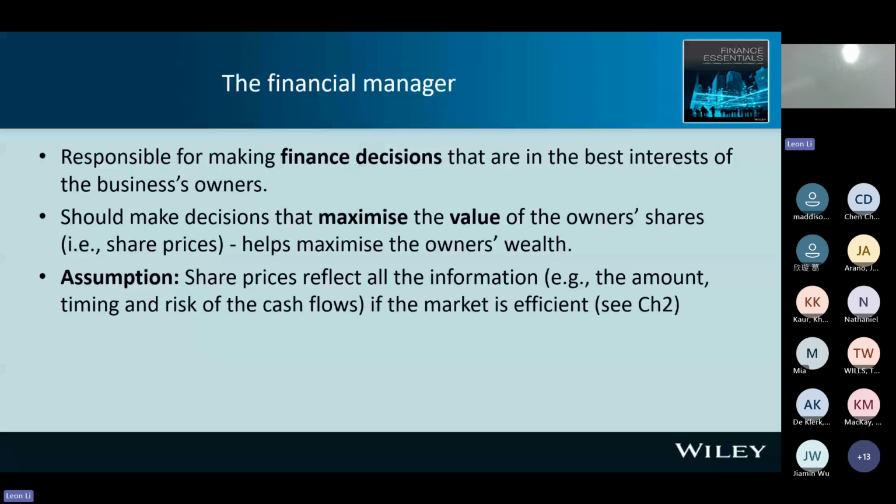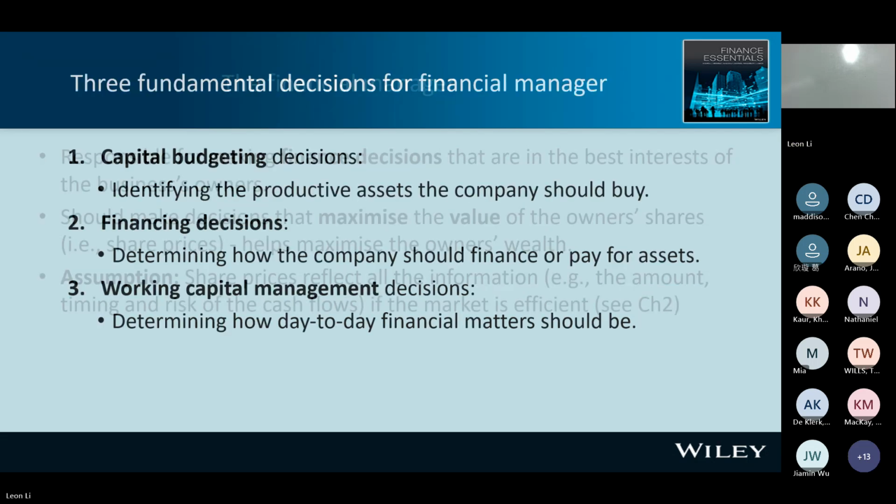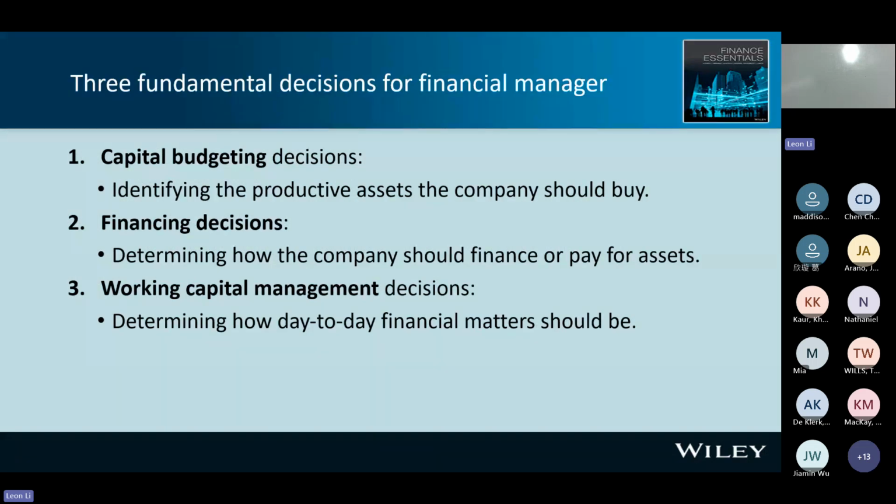All right. But here, of course, we have an assumption. We assume share price will reflect all the information, including amount, timing, and the risk of the cash flow, if the market is efficient, right? We will discuss market efficiency in chapter 2. So on this slide, we show you the 3 fundamental decisions for a financial manager. 1, capital budgeting, to identify the productive asset the company should buy.